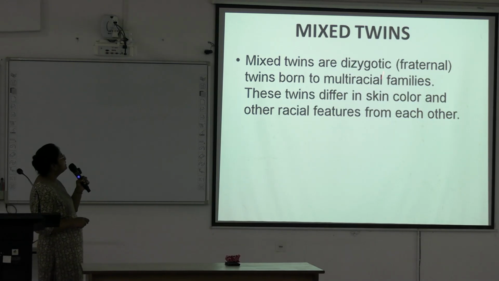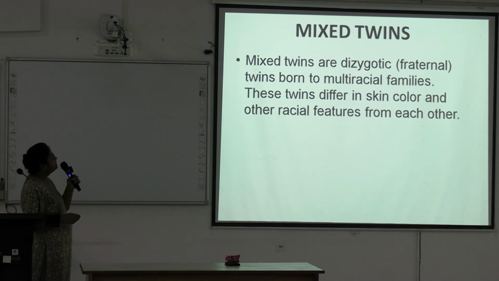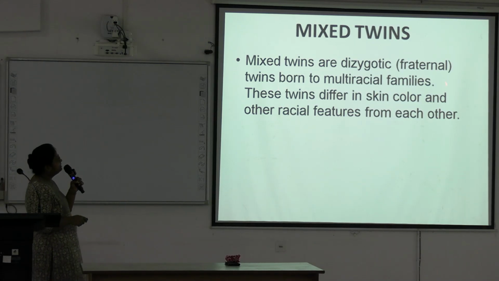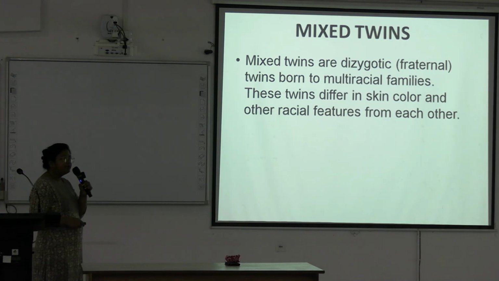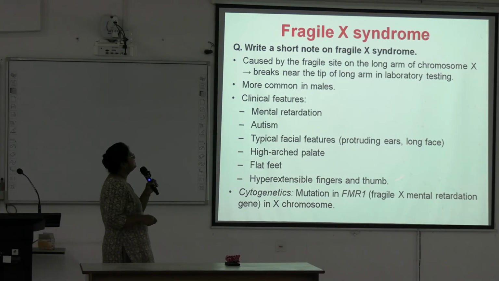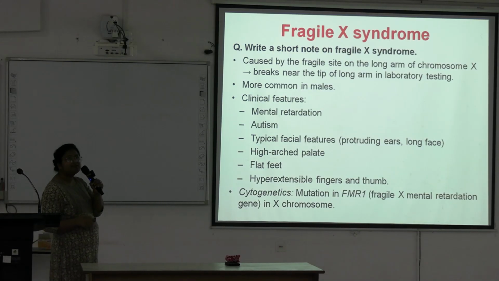Next is mixed twins. Mixed twins are dizygotic fraternal twins born to multiracial families. These twins differ in skin color and other facial features from each other. Okay. Next is fragile X syndrome. This can also be given as a short note.